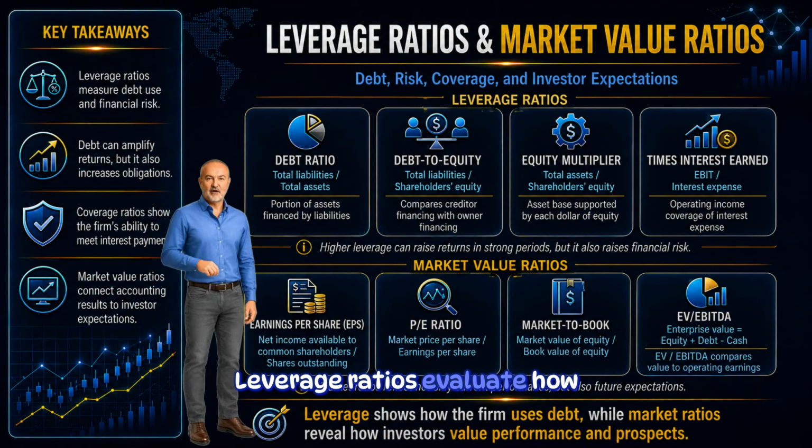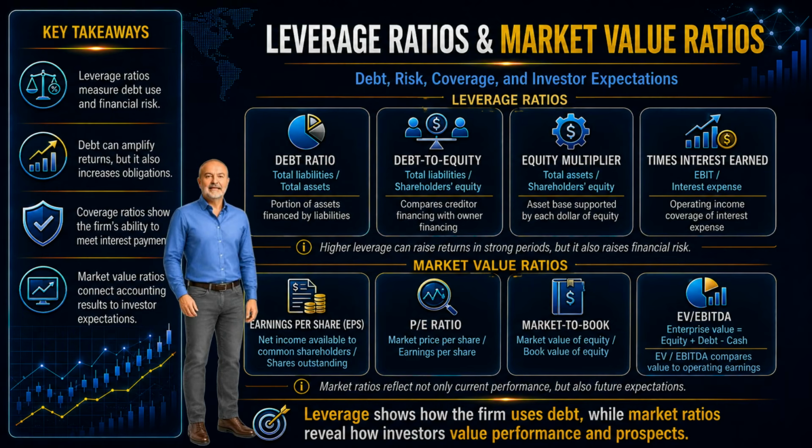Leverage ratios evaluate how much the firm relies on debt and how well it can meet financial obligations. Debt can increase returns to equity holders when business performance is strong. But debt also increases financial risk because interest and principal payments must be made even when performance weakens. The debt ratio equals total liabilities divided by total assets. It tells us what proportion of assets is financed by liabilities.